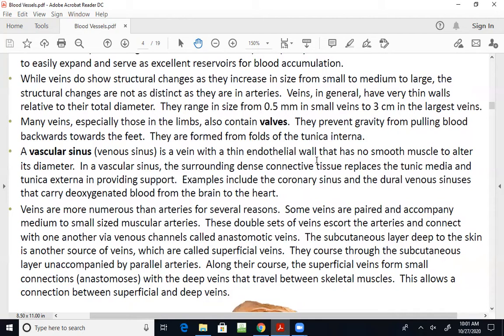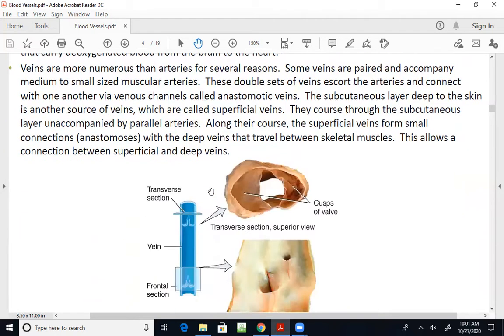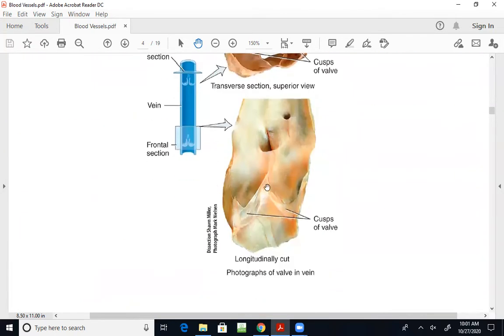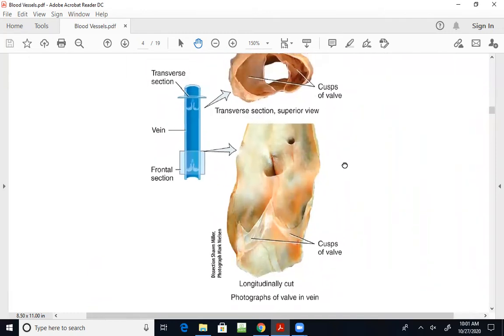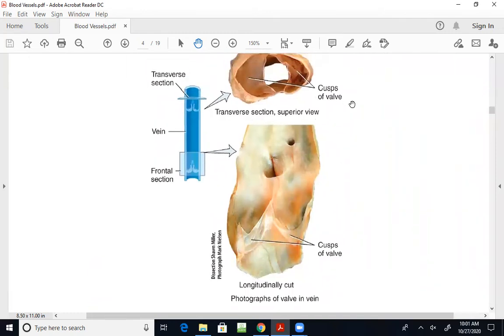Many veins, especially those in our limbs, also contain valves, preventing gravity from pulling blood back to our feet. As you can see, we've got a picture here of two veins. We've cut them at different angles. The transverse section here shows the two flaps that form the valve.